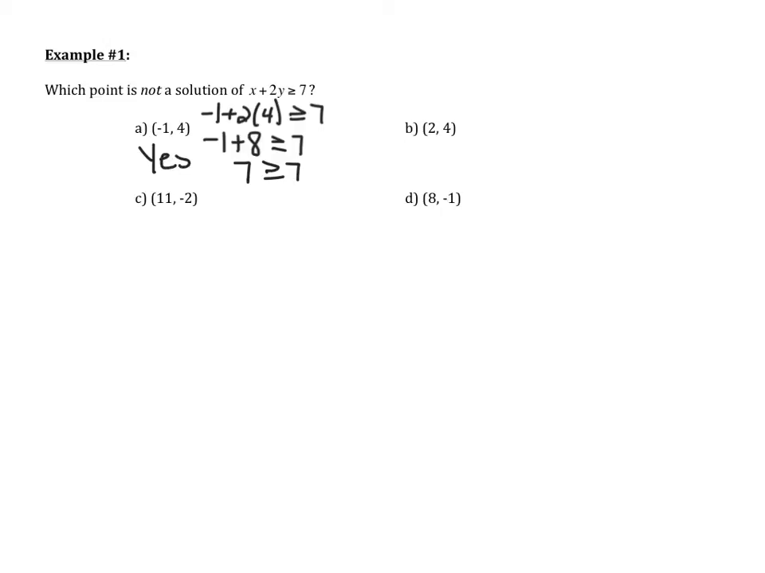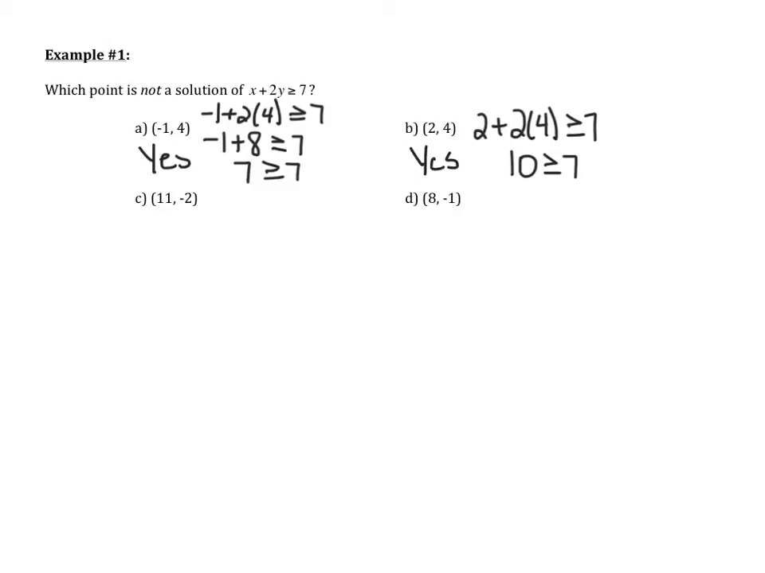Remember, we're trying to find which one is not. So let's move on to part B. Let's put 2 in for x and 4 in for y. To simplify that, again, I would take 2 times 4 first and then add the 2. I would end up with 2 plus 8 is 10, and 10 is greater than or equal to 7, so 2, 4 is a solution.